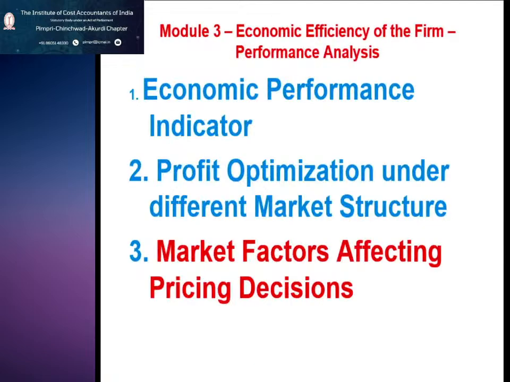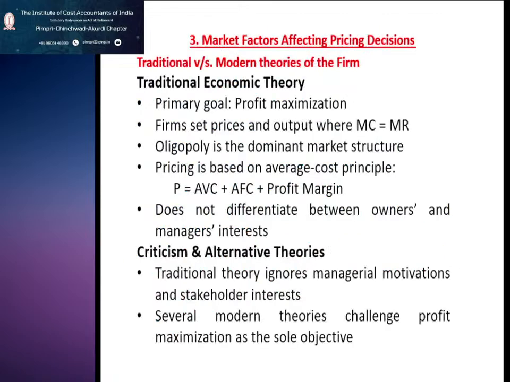So we started with chapter 3 of module 3, wherein market factors affecting pricing decisions were considered. In that we saw the traditional versus modern theories of the firm. In traditional economic theory, the primary goal has been profit maximization. So pricing is based on the average cost principle, wherein P, the price, is equal to average variable cost plus average fixed cost plus profit margin.